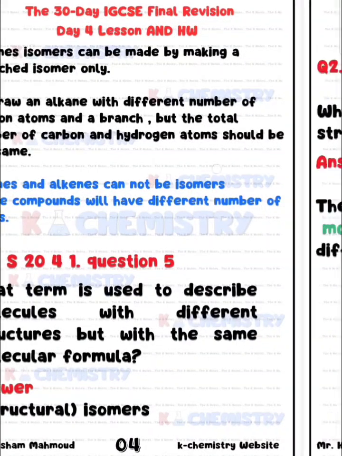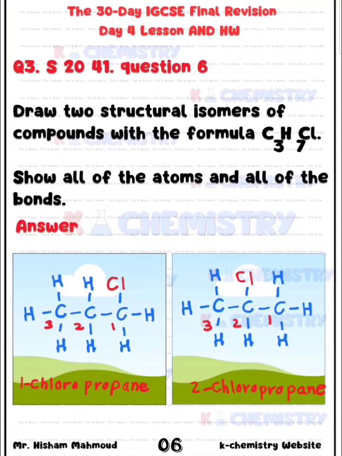The isomers. The next question asks: draw two structural isomers of compounds with the formula C3H7Cl. This is an alkane with one halogen atom attached, and the halogen atom can be placed in different places to make different isomers. We can put it at carbon number 1 in one isomer and carbon number 2 in the second isomer. Take care: if you put it on number 3 it will still be called 1-chloropropane, so it will not be an isomer of the first one. So you have to put it either on the first carbon or in the middle only.